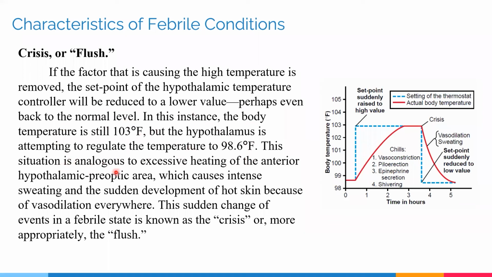This situation is analogous to the excessive heating of the anterior hypothalamic preoptic area, which causes intense sweating and sudden development of hot skin because of vasodilation everywhere. And this is the reason why during a fever, when you put your hand onto the patient's forehead, you can feel the temperature is rising. This sudden change of the events in the febrile state is known as crisis, or more appropriately, the flush.